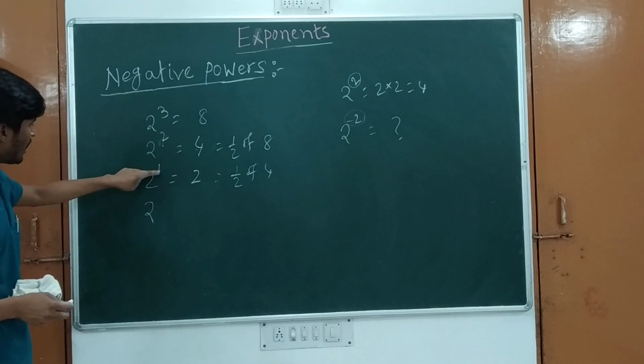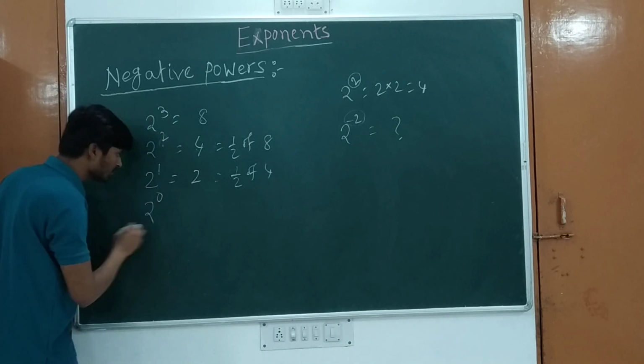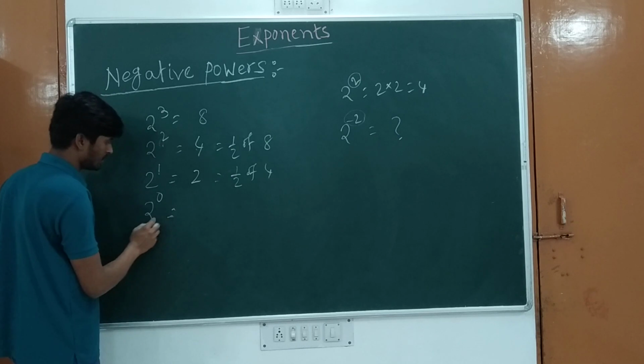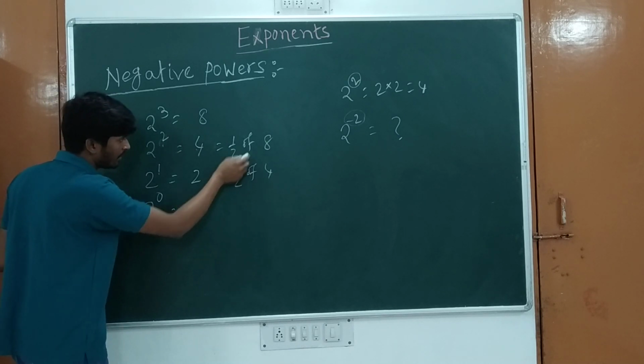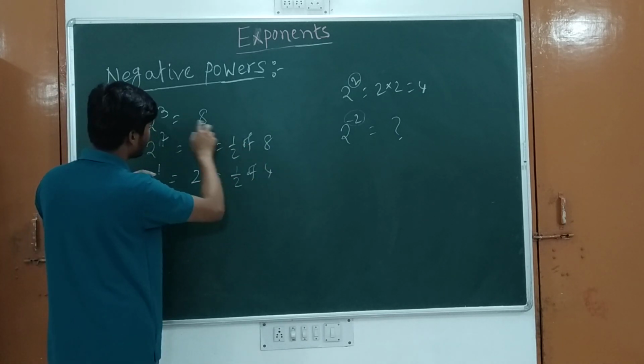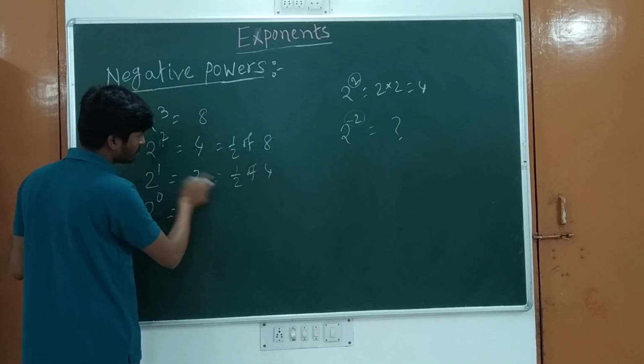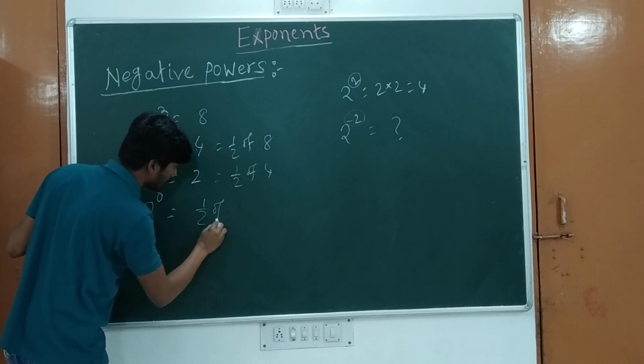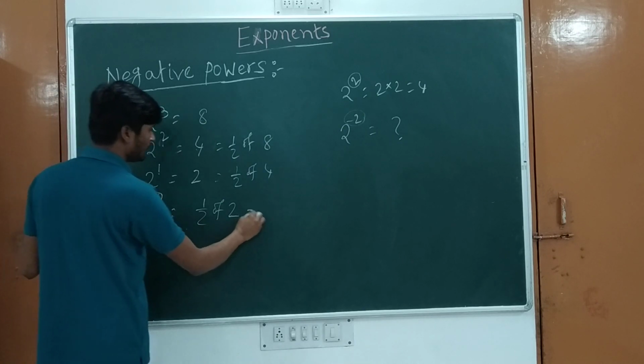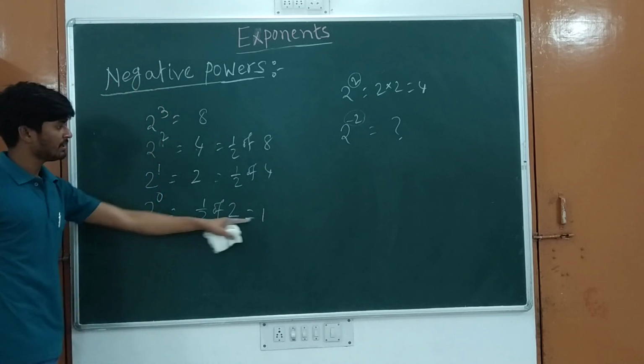3, 2, 1, then it will be 0. So what will 2 to the power 0 be? Coming down like this: half of 8, the previous one, half of 4, the previous one, then it will be half of 2. So half of 2 will be 1. So 2 to the power 0 is 1.